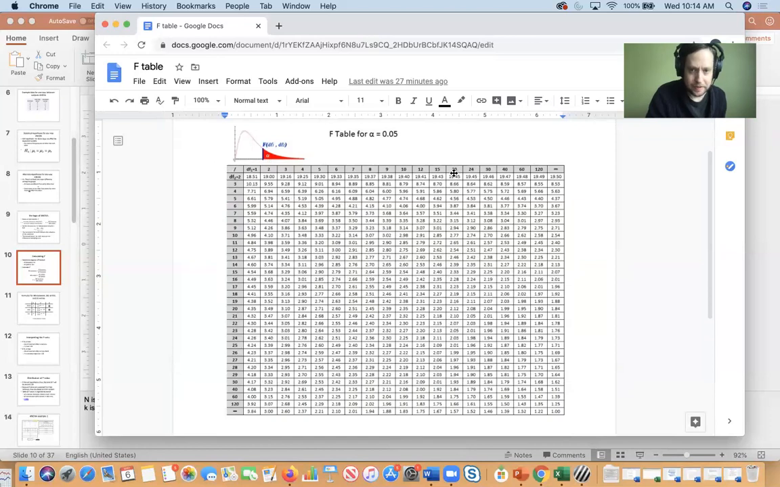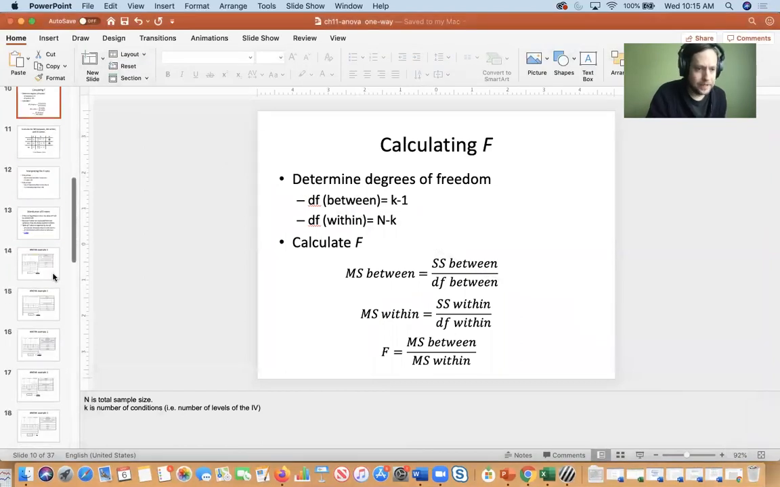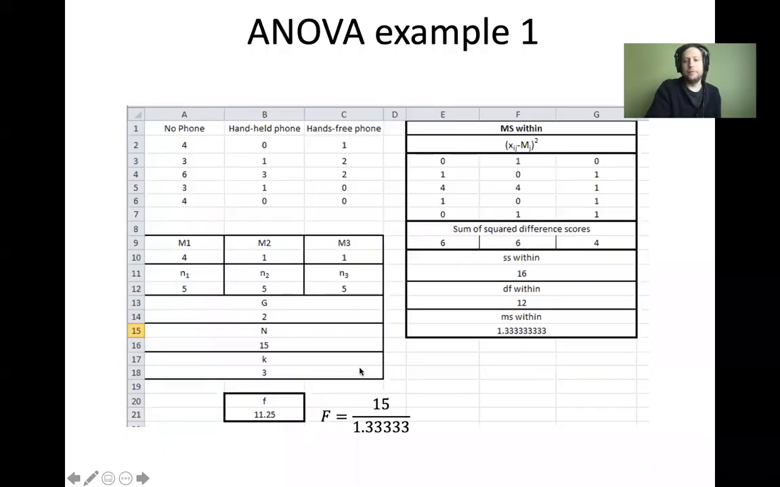Once again, the row up here, these are the degrees of freedom numerator, the degrees of freedom between, or degrees of freedom 1. You look that up. For us, it was 2. The column right here is the degrees of freedom within, the degrees of freedom denominator, the second degree of freedom, which for us was 12. Those meet up at 3.89. So the critical F for all of these examples, example 1, right here, would be 3.89.